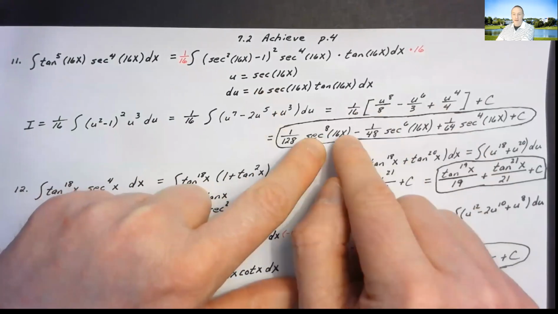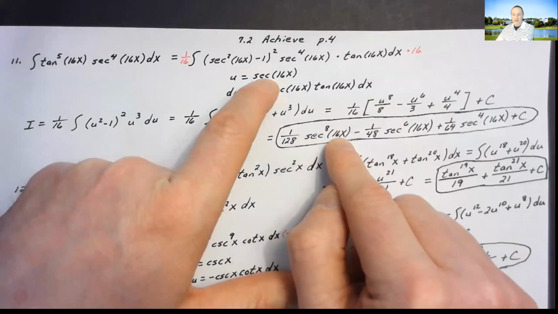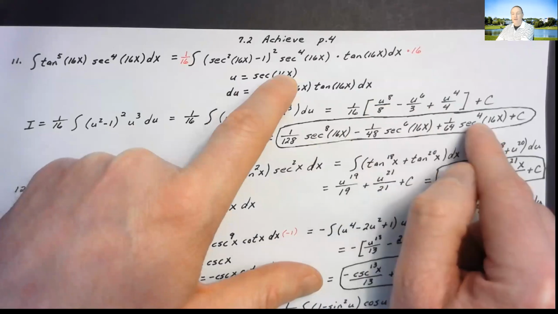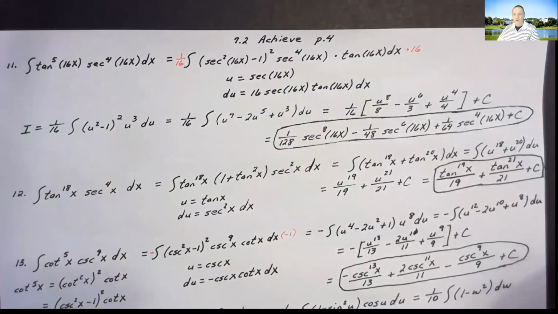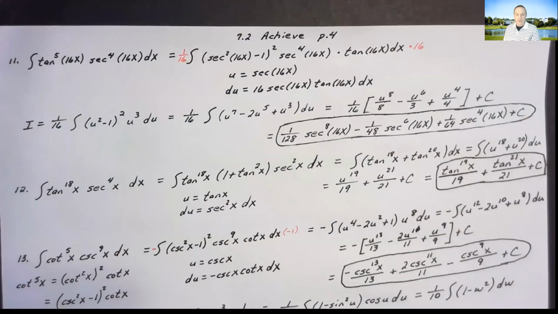So I did that, and then my u to the 8th becomes secant to the 8th power of 16x. My u to the 6th, of course, secant to the 6th power of 16x. And secant to the 4th of 16x replaces the u to the 4th. Don't forget your constant of integration.